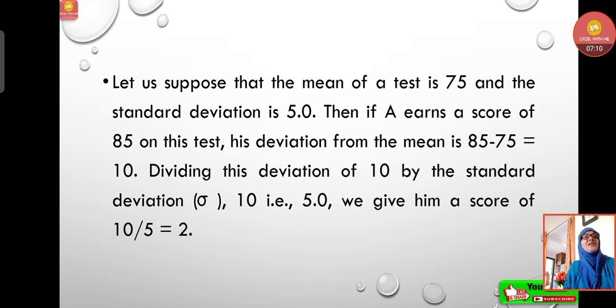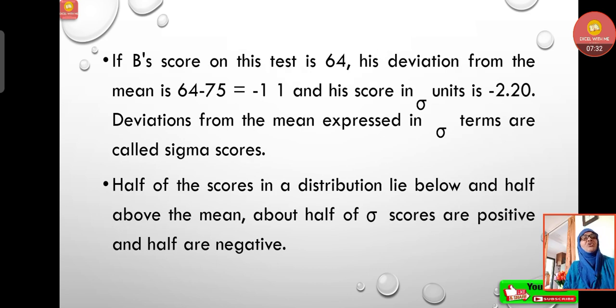Then if A earns a score of 85 on this test, his deviation from the mean is 85 minus 75, equal to 10. That means dividing this deviation of 10 by the standard deviation, we give him a score of 10 upon 5, that is equal to 2. If B's score on this test is 64, his deviation from the mean is 64 minus 75, that is minus 11, and his score in standard deviation units is minus 2.20.